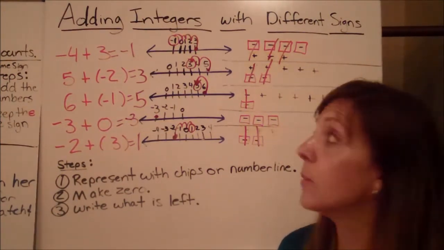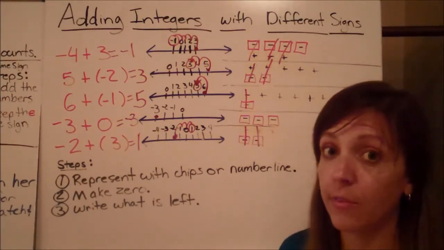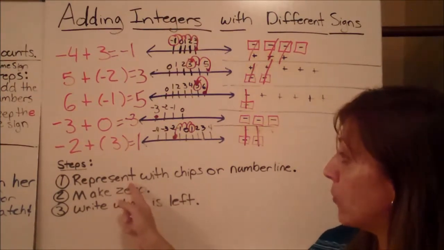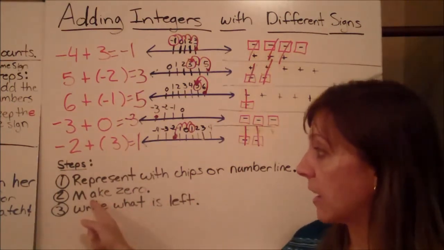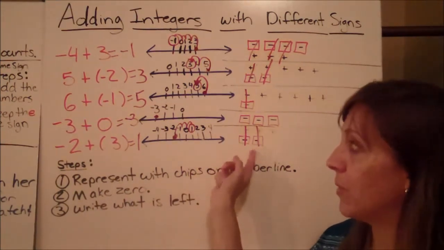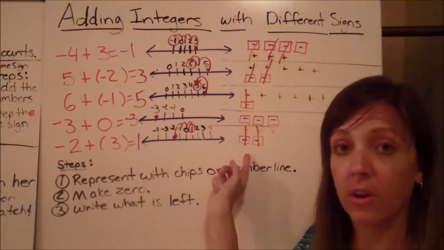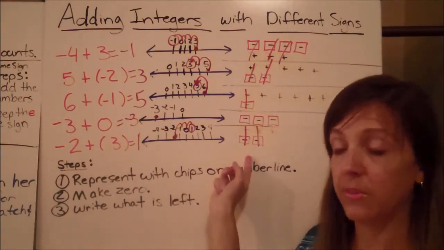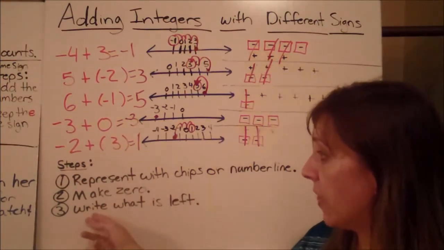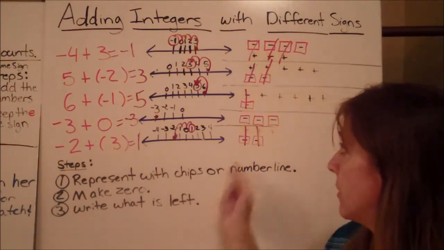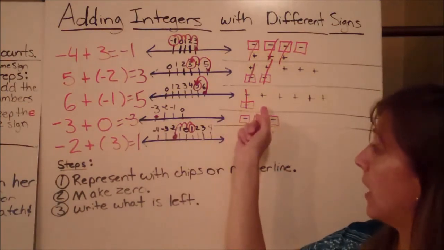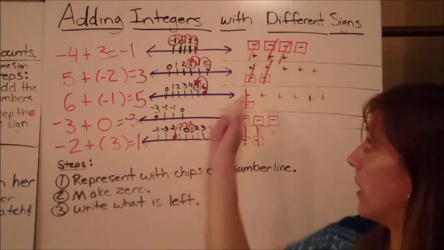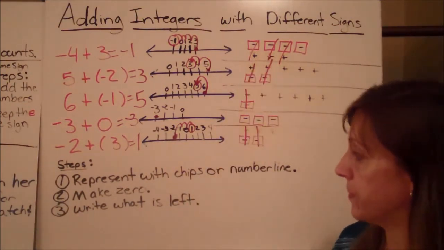Okay, so the steps that were used when we add integers with different signs. First, we represent with chips or a number line. Second, we make 0. We made 0 here with our integer chips. And third, we write what is left. And that's what we did. Positive 1 was left here, negative 3, positive 5 here, positive 3, and negative 1.